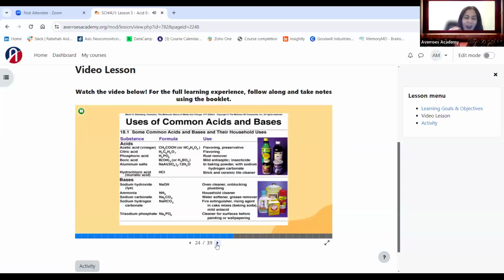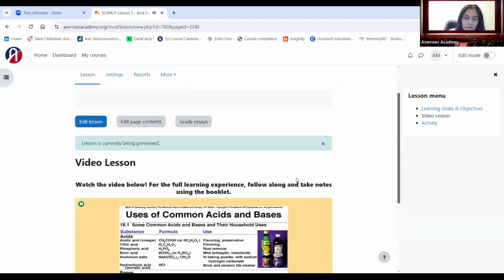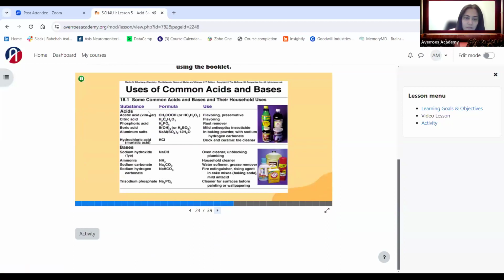Here's a table showing some common uses of acids and bases, and they're like in our households, right? We use acids and bases every day. So for example, acetic acid is vinegar used for flavoring and also for preserving food. Boric acid is a mild antiseptic and insecticide. And hydrochloric acid is used in brick and ceramic tile cleaner.